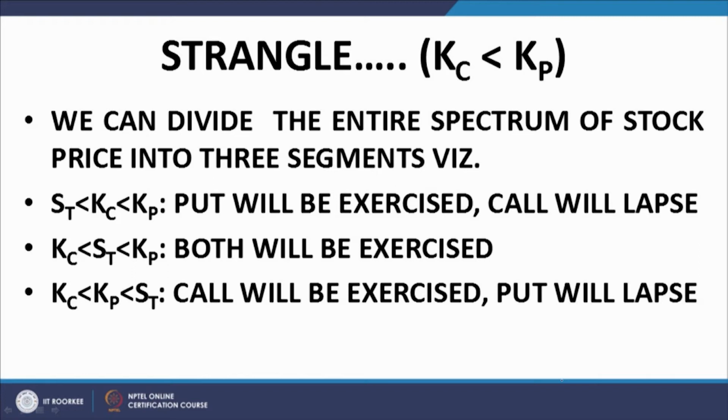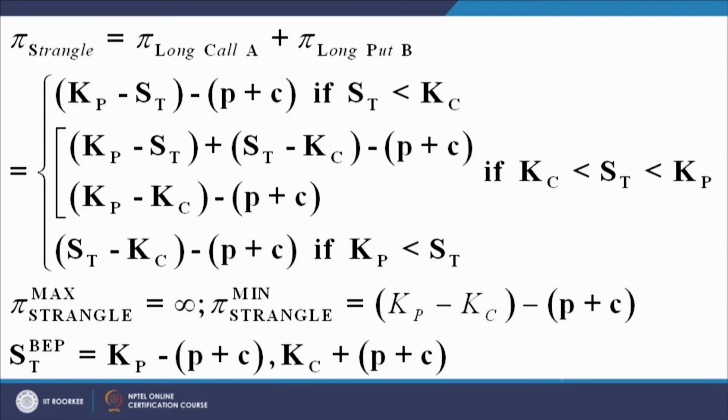So, let me quickly repeat: S_T less than K_C less than K_P, put is exercised, call will not be exercised. K_C less than S_T less than K_P, both of the options will be exercised, and K_C less than K_P less than S_T, then only the call will be exercised. And here are the salient features of the profit function of a strangle in the case when K_C is less than K_P. If S_T is less than K_C, then this one will hold. This is quite straightforward.